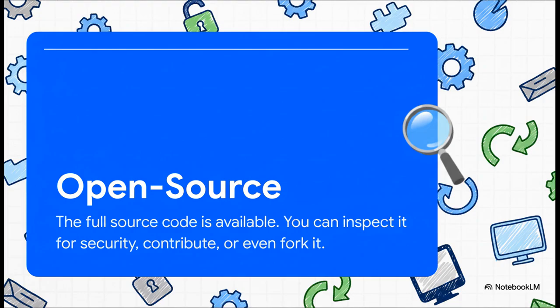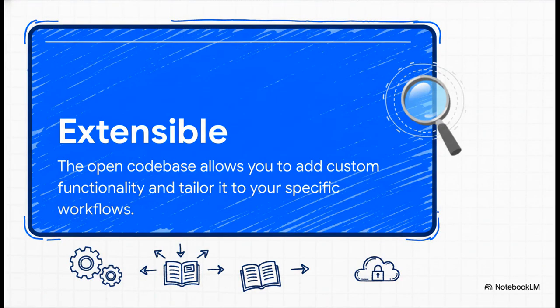Next, it is 100% open source. Every single line of code is out there for you to see. That means you get total transparency, you can check it for security vulnerabilities yourself, you can contribute back to the project, or you can even fork it and build your own custom version. And the third big principle is that it's extensible. Because it's open, you can actually build on top of it. You can add your own custom functionality, create custom slash commands, and basically tailor the whole thing to perfectly match your team's unique workflow. You just can't get that level of control anywhere else.